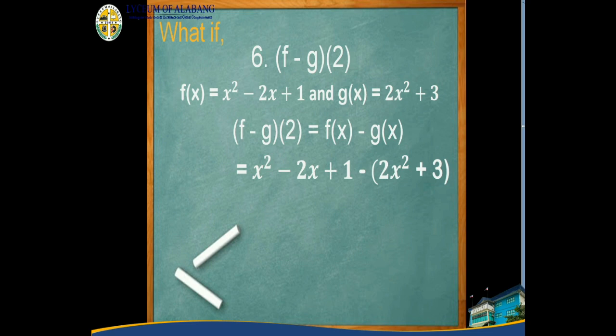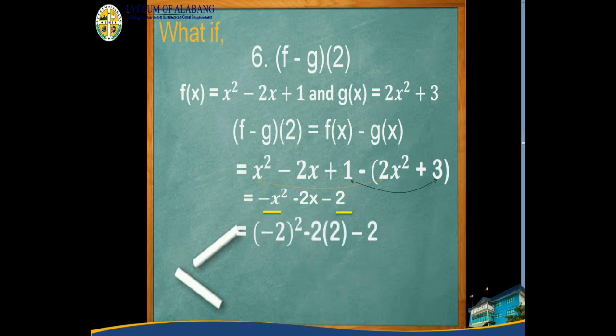Then, combine like terms. X squared minus 2x squared is equal to negative x squared. 1 minus 3 is equal to negative 2. Therefore, the difference of f of x minus g of x is equal to negative x squared minus 2x minus 2. After getting the difference of function f of x and g of x, now substitute the value of x, which is 2.